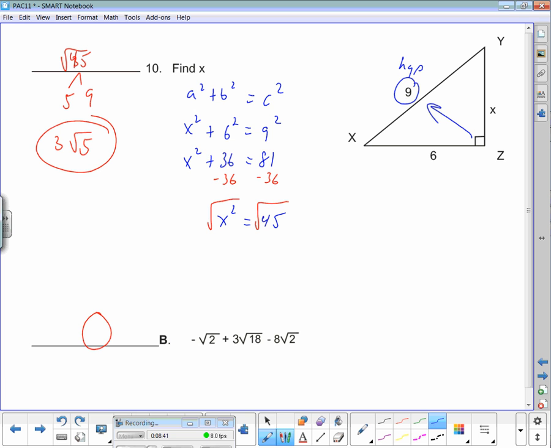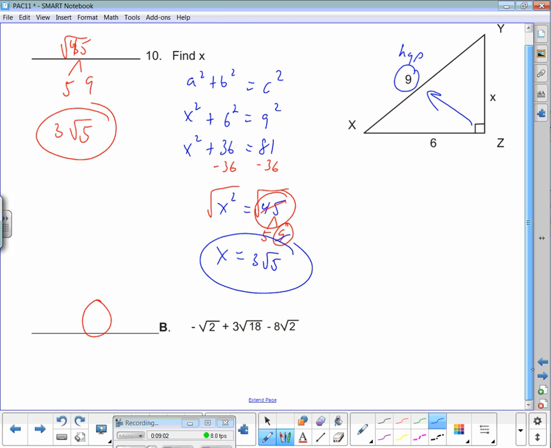Square root of x squared is x, but the last thing to do here again is, can I simplify the square root of 45? Well, it's a 5 times 9. What's the square root of 9? It's a 3, and we end up with 3 times the square root of 5.